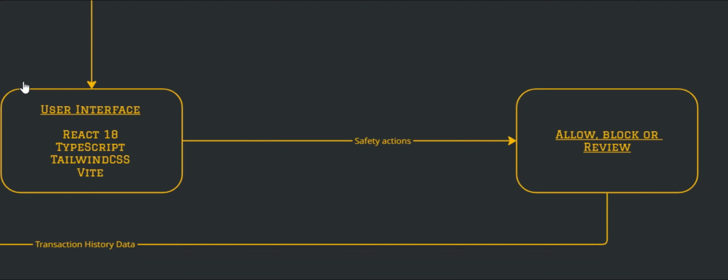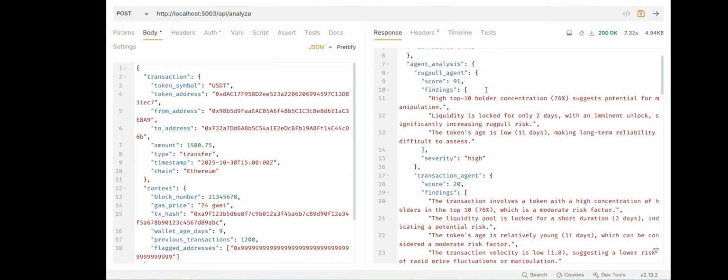When the backend sends the final report back, the pop-up, built with React, TypeScript, Tailwind, and Vite, shows extension status, connected wallet, recent intercepted transaction, and a view analysis button. That's the UX choice. Keep it inside the extension pop-up so the user doesn't have to leave the app.